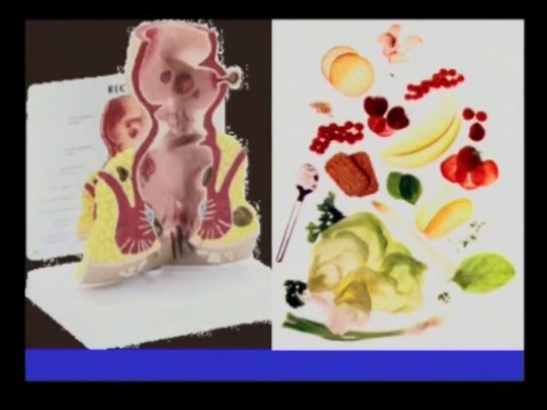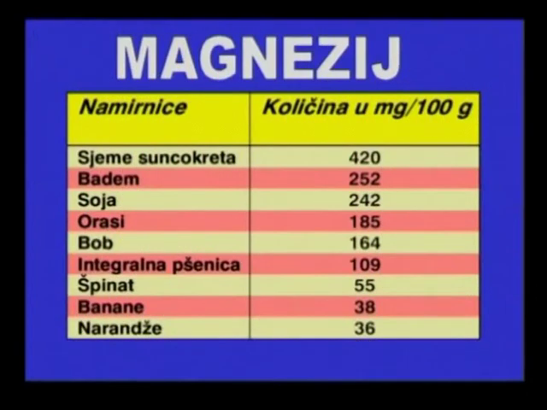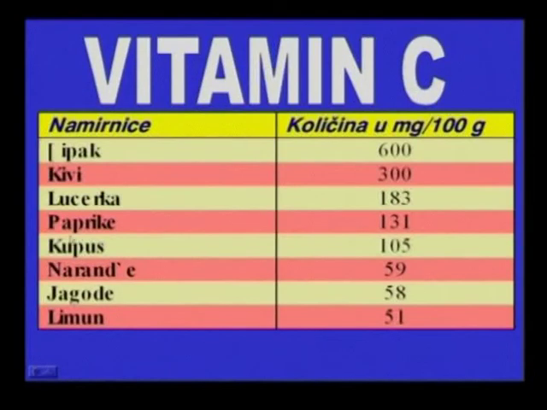Magnesium as a mineral is very much needed by our digestive tract. The largest amount of that mineral is found in sunflower seeds, almonds, soya, walnuts and horsebeans. We also need vitamin C, which is very useful to the human body. It is mostly found in kiwi, peppers, cabbage, oranges and so on.